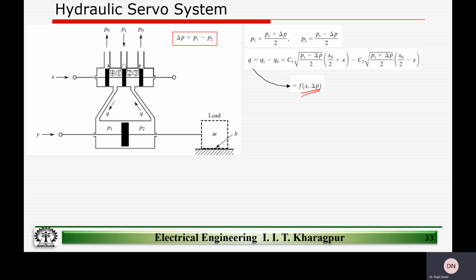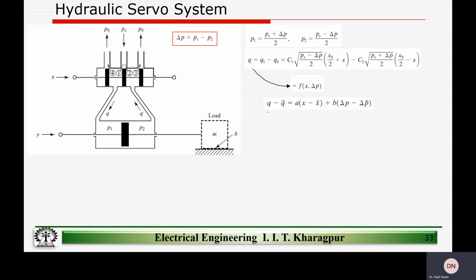Just to remind you, our eventual goal is to establish a relation between X and Y. So we are going there in steps, and as a first step we formed the basic equations determining the fluid flow and the pressure differential. And now, using the first step, we have been able to come up with an expression of the flow rate in the system given by Q as a function of X and delta P, right?